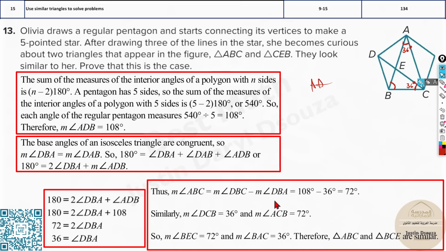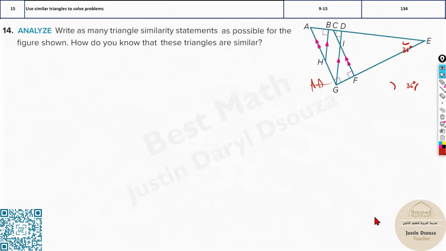You can see over here, they have done the same thing, finding 36, and they have found this also as 72, and then they have just told it's similar. Now what about this one over here? Write as many triangle similarity statements as possible for the figure shown. How do you know that these triangles are similar?